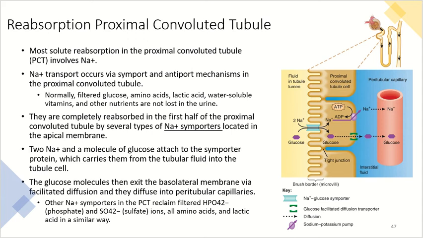The other sodium symporters that are found in the proximal convoluted tubule are going to be involved in reclaiming filtered phosphate, as well as sulfate ions, as well as any amino acids and lactic acid that might be present. And this is going to all happen in a very similar way.